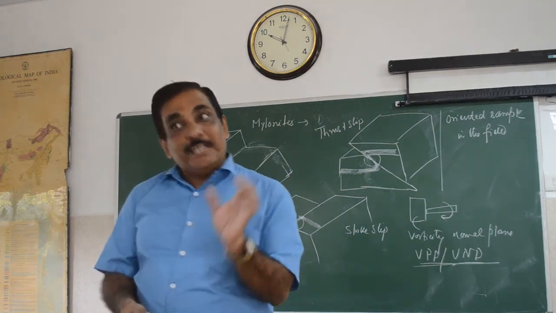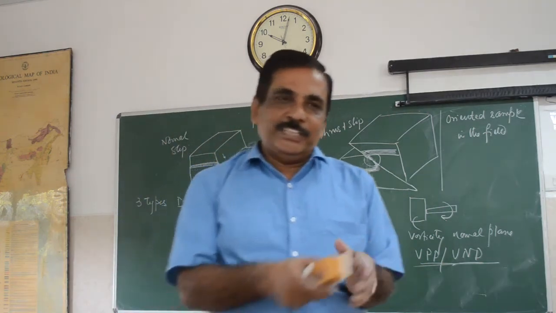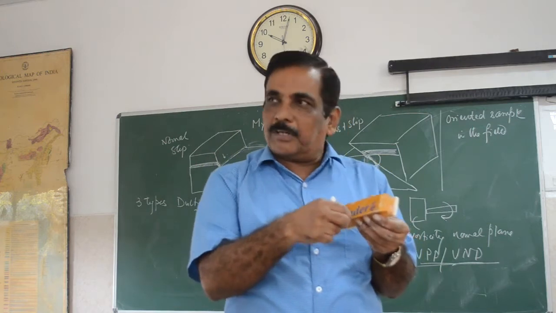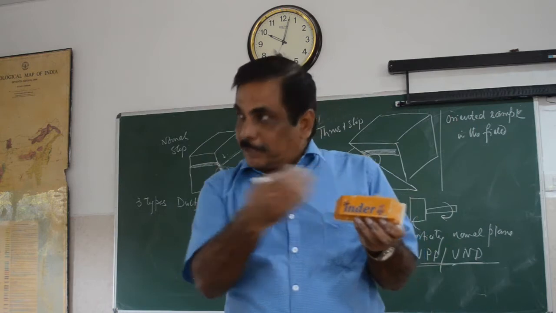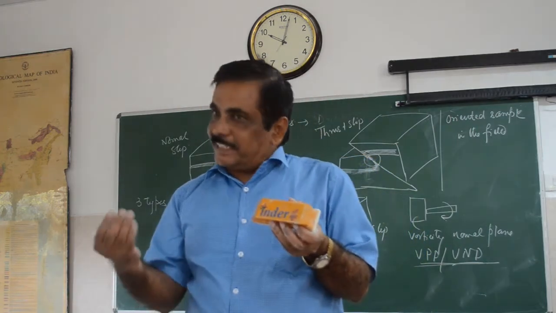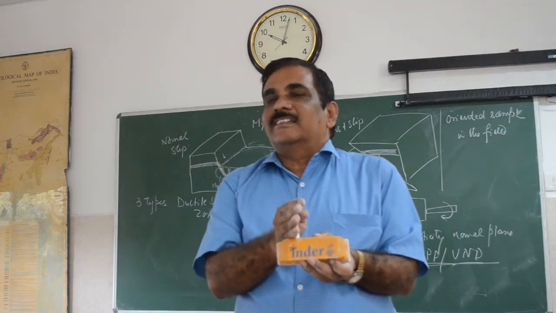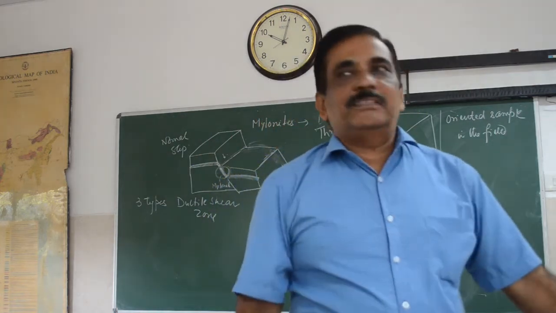So in the field you have to look and accordingly put a sellotape or some other marker, you say this is the vorticity normal plane. After coming back here, you take a section parallel to them. Then all your study will be complete.